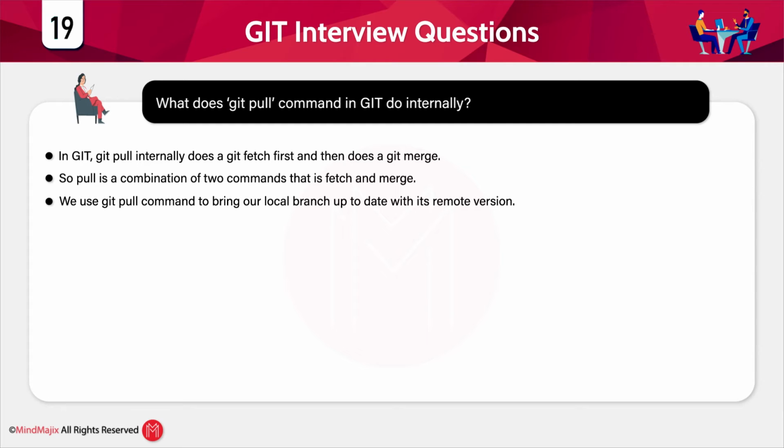See, git pull is a combination of both fetch and merge. Fetch allows us to verify whether any updates are there in the remote repository or not. If updates are available, we can merge those updates into our local repository. We can use the git pull command to bring our local branch up to date with its remote version.